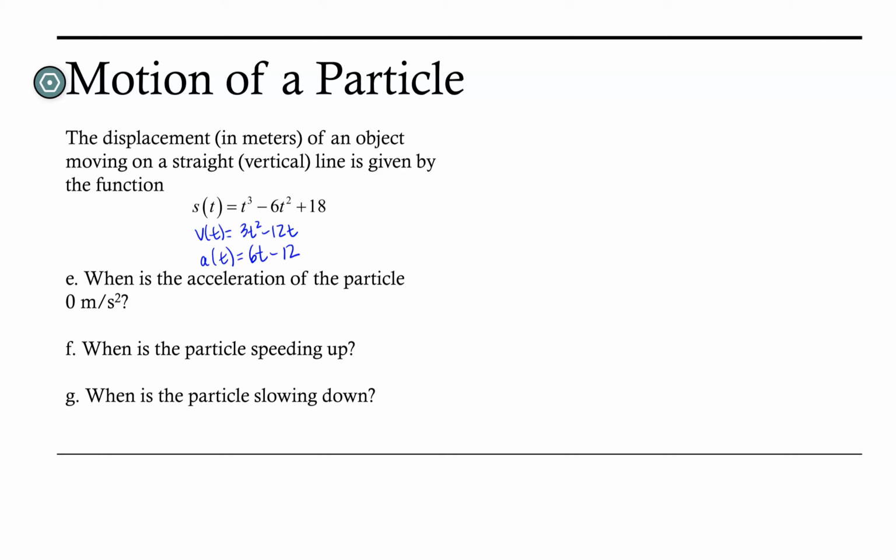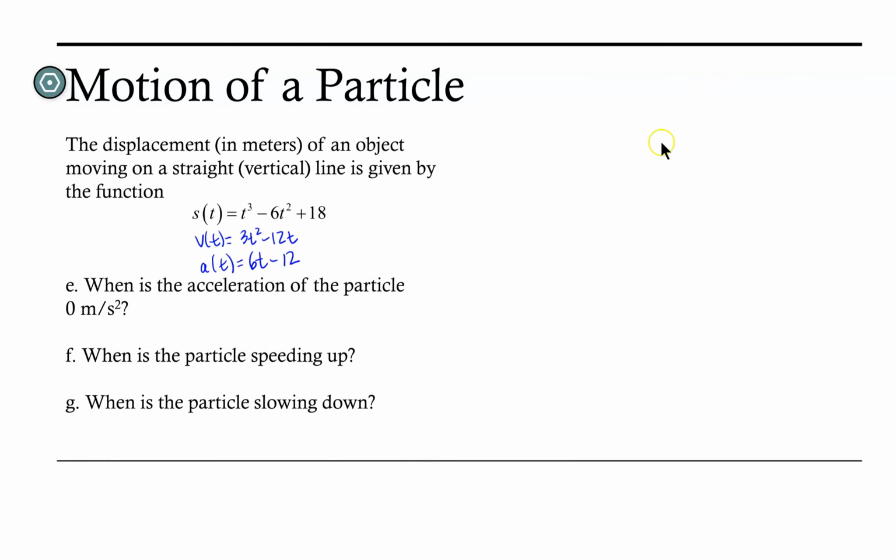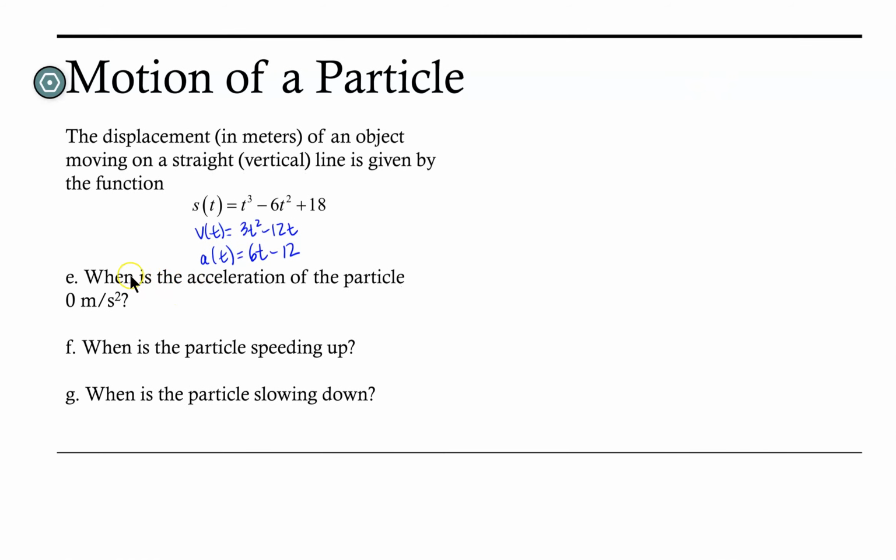Welcome. We continue our investigation of the motion of a particle. Next, we're looking at when the acceleration of the particle is 0 meters per second squared. Or probably you'll see that a lot, but my preference is 0 meters per second, indicating the velocity per unit of time.